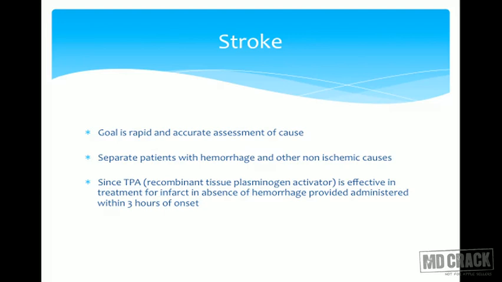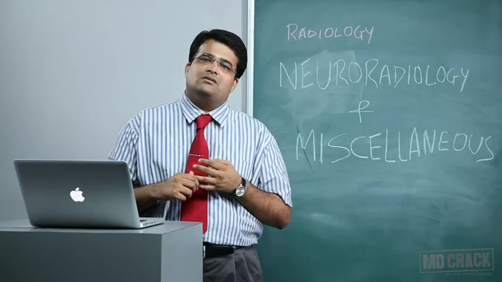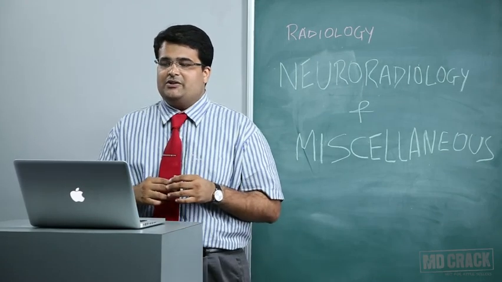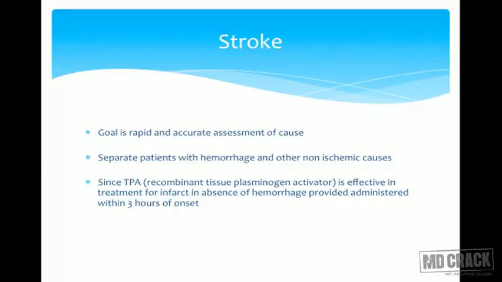Now, stroke is one of the most common indications for which neuroimaging is done. While imaging, you need to know that the goal is rapid and accurate assessment of the cause. You might need to know why the stroke has happened. Is it because of an embolic episode? Is it because of an aneurysm? Is it because of a tumor? And separate patients with hemorrhage and other non-ischemic causes, since TPA, or recombinant tissue plasminogen activator, is effective in treatment for infarct in the absence of hemorrhage, provided it is administered within 3 hours of onset.